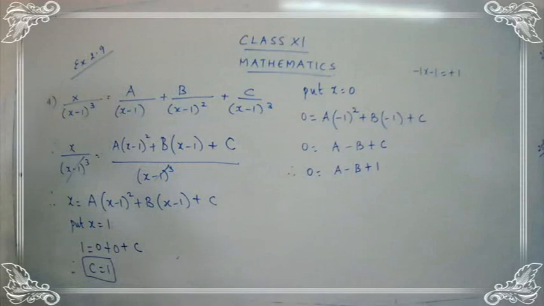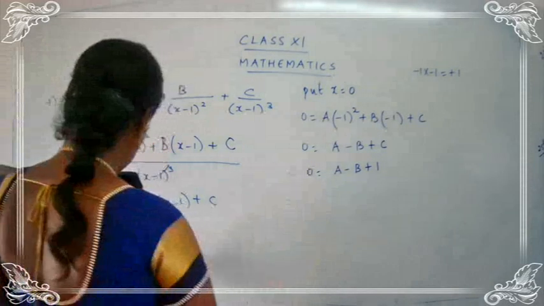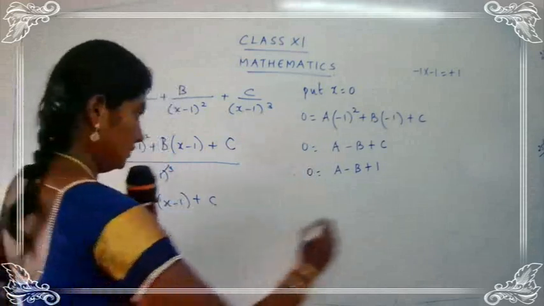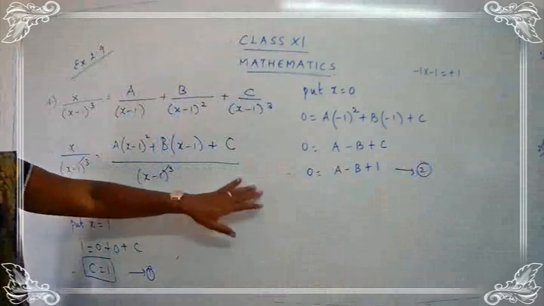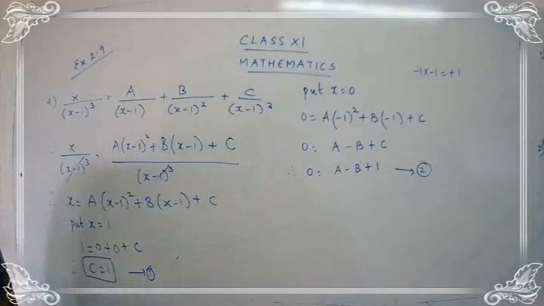Okay, so just keep it as it is, no need to move it further. I'll keep this as it is. I'll just put here number 1, put here number 2. Okay, I did not get the value over here. I just write down 0 is equal to a minus b plus 1.